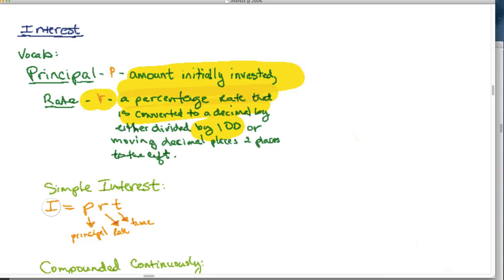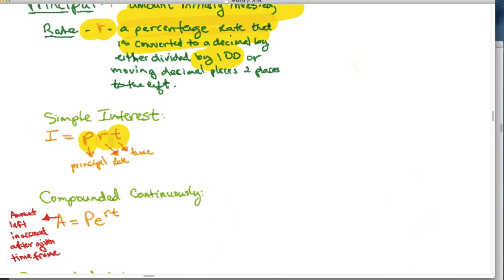So there's simple interest. If they ask for simple interest, just take your principal times the rate times the time given. Make sure that the time and the rate are in the same units. So if the rate is per month and the time is 10 years, just convert your years into months and so forth. Next, we have compounded continuously.